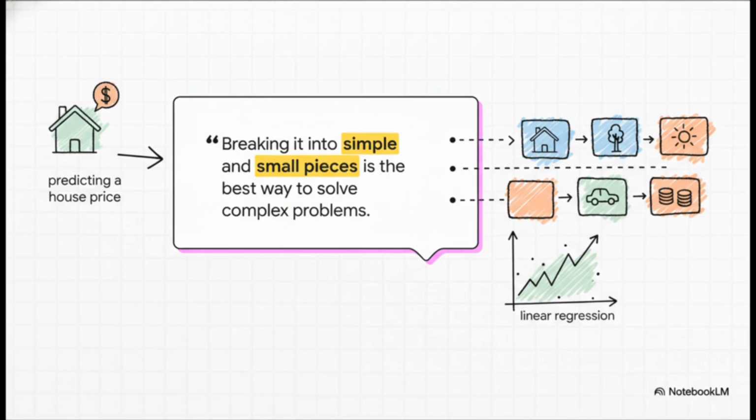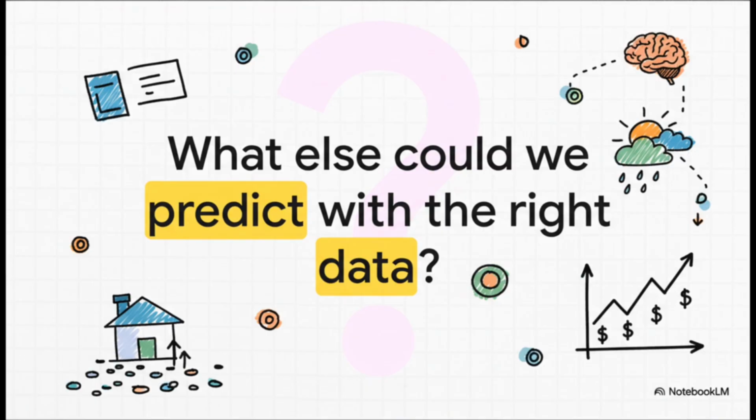We took something really complex, predicting a house price, and we broke it down into simple, small pieces. As Shilpa Thoda, the author of our source material, points out, this method of starting simple and then adding complexity is really the key to solving so many problems in machine learning. And that leaves us with a pretty provocative question. We just predicted the price of a house, but what else could we predict if we had the right data? The weather? Stock prices? The success of a movie? The possibilities are, well, they're truly endless.